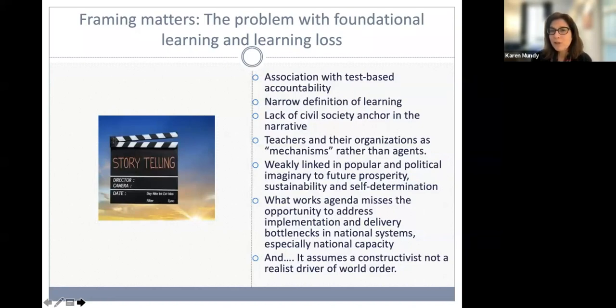We've missed out this chance to engage teachers and their organizations. These are not just mechanisms. They aren't groups to incentivize. They're actually agents of development themselves. We've really, really missed the boat, in my opinion, in linking this foundational learning agenda to what it means for a future of prosperity, peace, and sustainability.